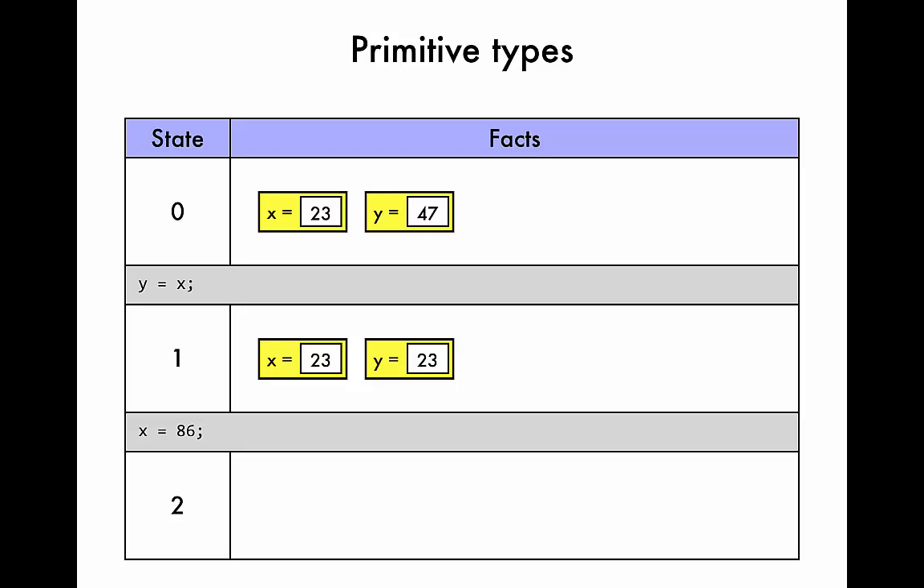All right, the answer is that in state 2, x is 86 and y is 23. The assignment is to x, so x's value changes. The int variable y is not involved in the assignment, so y's value remains the same. Is that what you wrote down on your paper originally? If so, congratulations. You can successfully reason about integer code. Now let's move on to something a little more sophisticated.